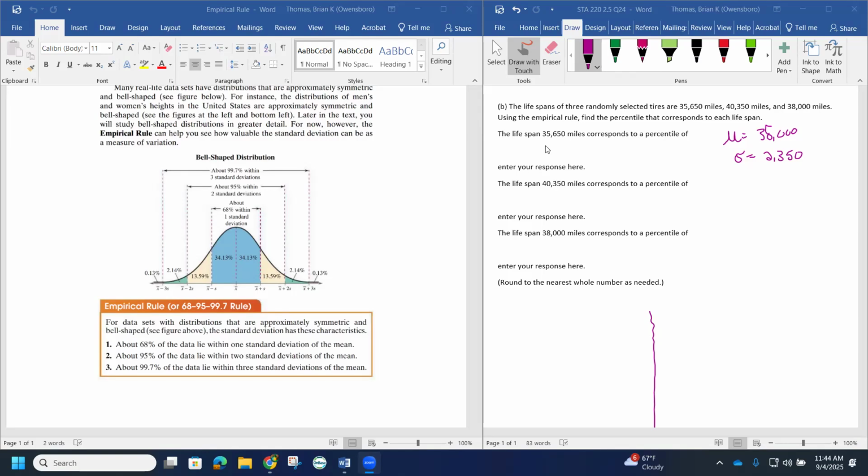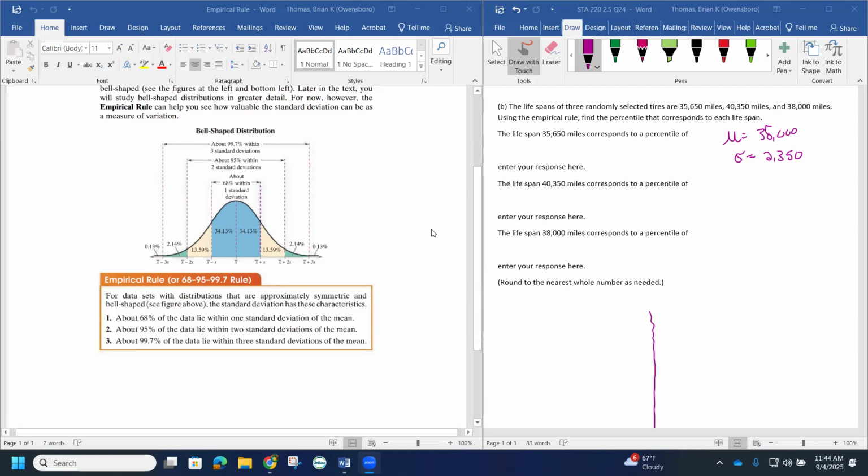So the first question says the lifespan of 35,650. Now, the empirical rule is this graphic over here, which you can see in your folder in Blackboard. You can open up this document and you'd have this empirical rule. So the empirical rule is this bell-shaped curve. The area under the curve is the percent. So the total area on the curve is actually what we call 100%.